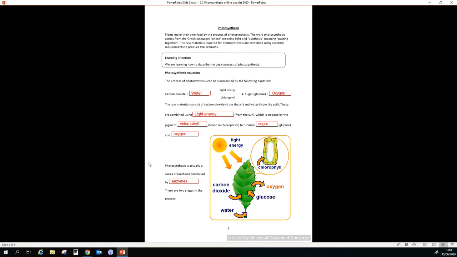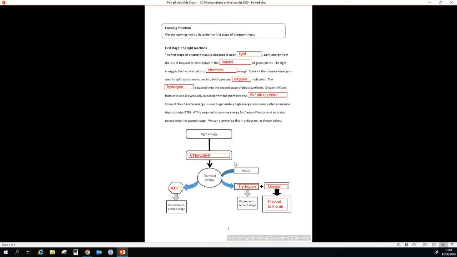Photosynthesis is enzyme controlled. So when we look a little bit at the enzymes topic in Unit 1, you'll see what that means. But essentially, all of photosynthesis is controlled by enzymes. In the first stage, it's dependent on the light energy. So this is what we call the light reactions. So if you're asked for the name of that first stage in photosynthesis, it's light reactions.